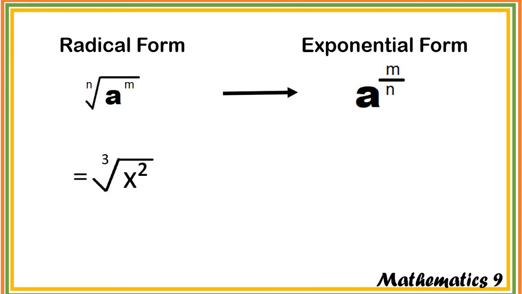Example, we have cube root of x squared. Okay? So, alamin muna natin, ano ba yung a natin or yung base natin? Ang base natin is x. Ang m natin o yung exponent natin is 2. And yung n natin, yung order natin is 3. So, sulat lang natin in the form of exponential form. Our a is x, and our m is 2, and our n is 3. So, this is the final answer in exponential form.